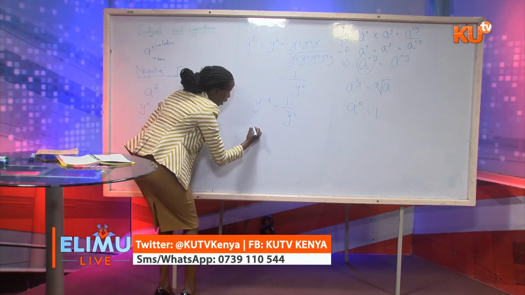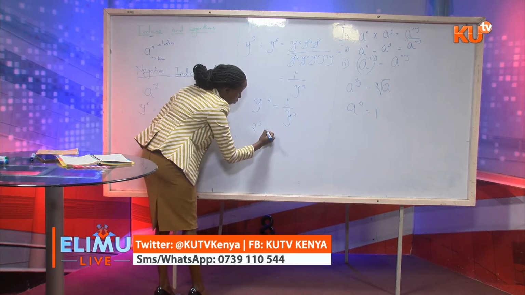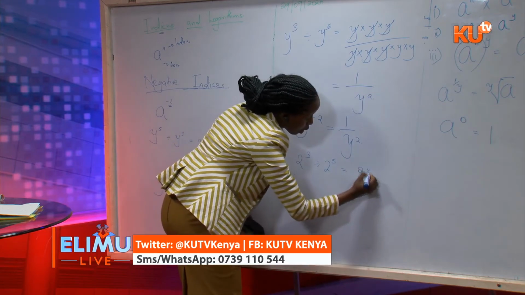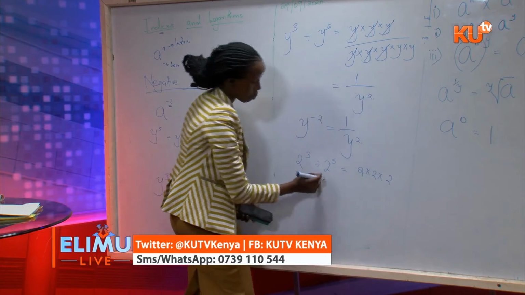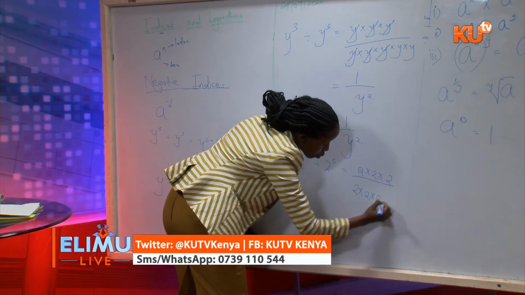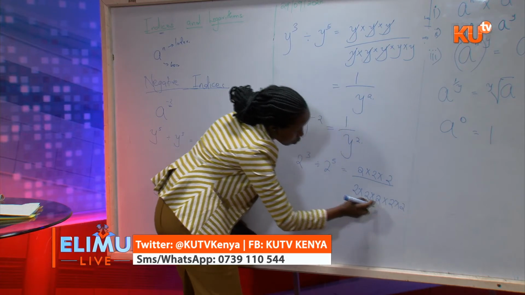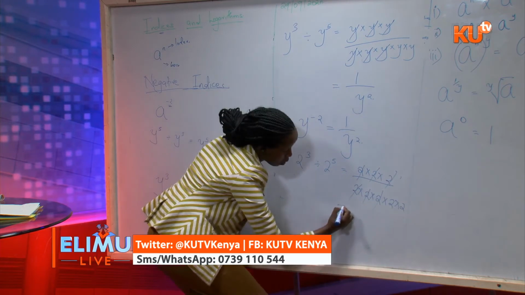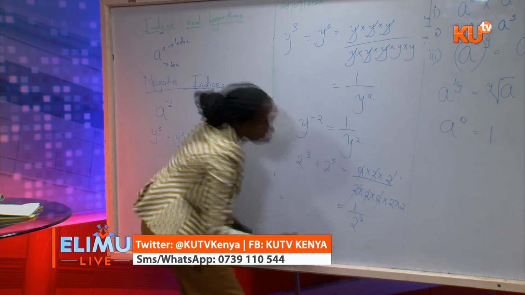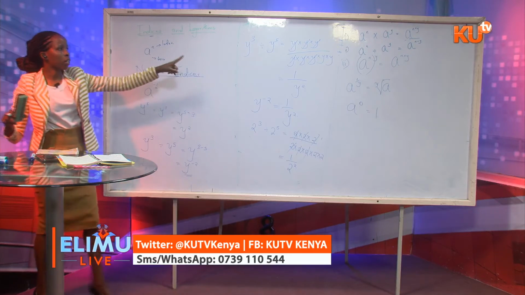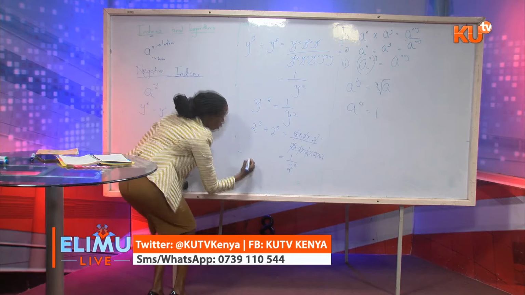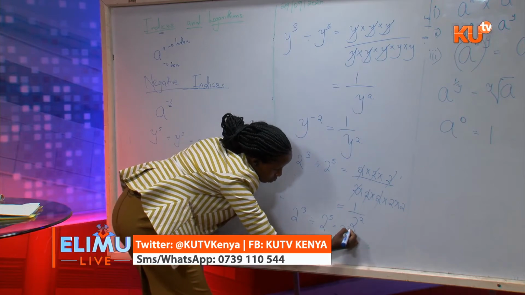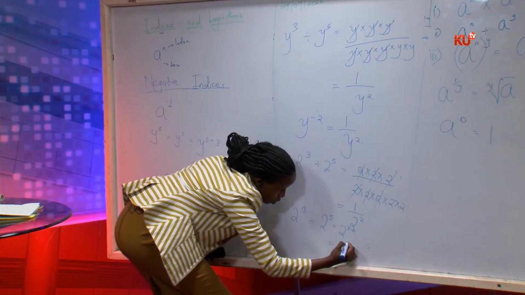Let us look at another example. If I have 2 raised to 3 divided by 2 raised to 5, this will be 2 multiplied by 2 multiplied by 2, 3 times, divided by 2 multiplied by 2 multiplied by 2 multiplied by 2 multiplied by 2, 5 times. 1, 2, 3, 4, 5. I remain with 1 all over 2 squared. Using the division law of indices, 2 raised to 3 divided by 2 raised to 5 is equal to 2 to the 3 minus 5. And this gives us 2 raised to negative 2.